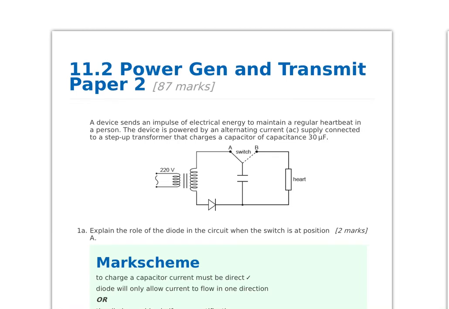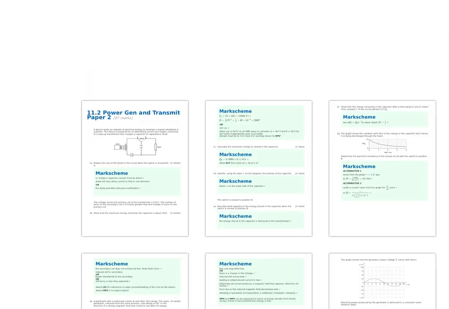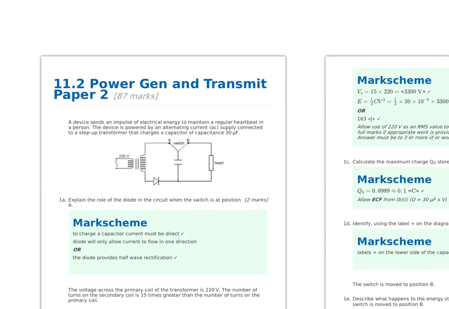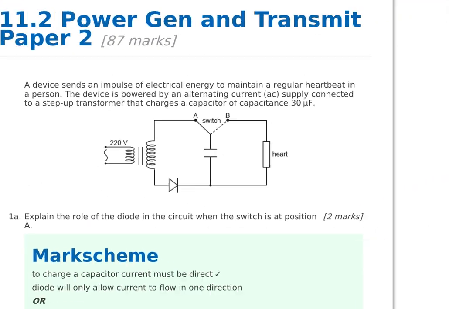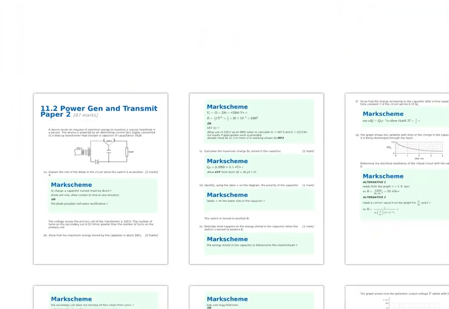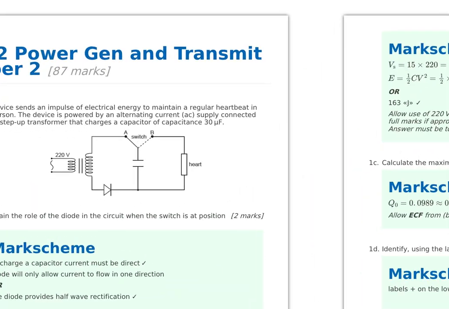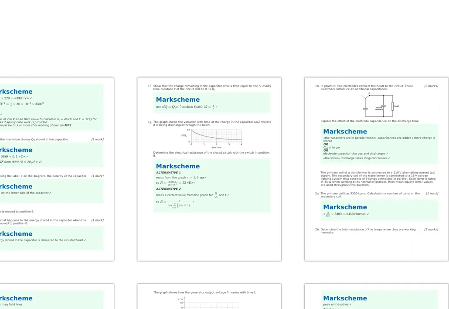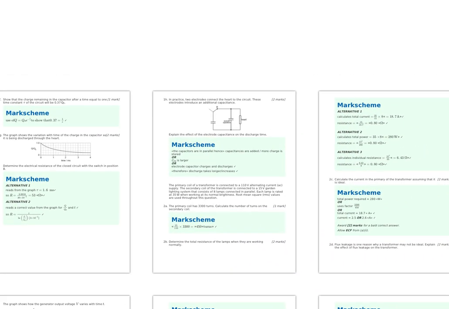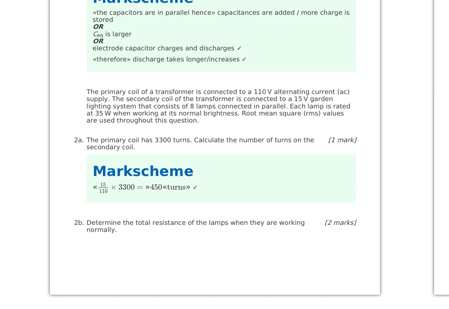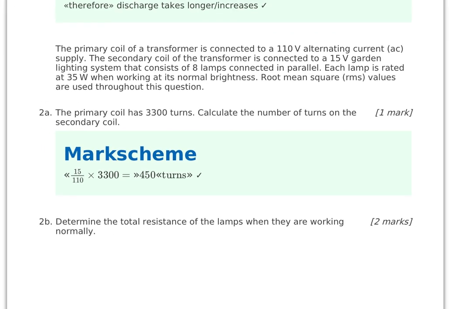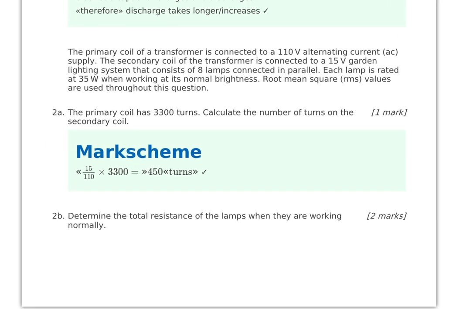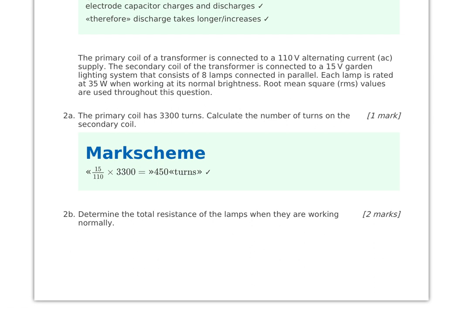All right, so here we go with 11.2, paper 2 questions on power generation and transmission. Number 1 includes a transformer, but really all of the parts of the question have more to do with the capacitor, and capacitance is 11.3. So I'm going to skip number 1 and go to number 2, which is talking about a transformer, but then it's asking for the number of turns on a secondary coil, and that is 11.2.